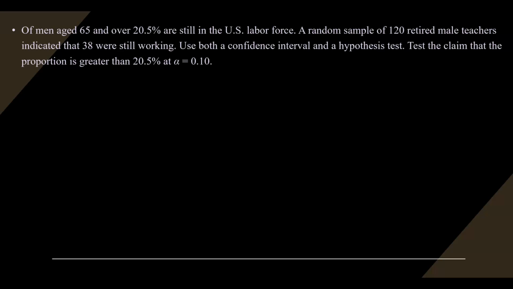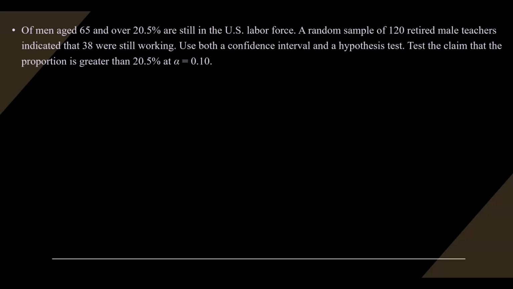All right, let's look at this example that is a little bit different than the previous ones. We have that of the men age 65 and over, 20.5% are still in the U.S. labor force. Now we are looking at a random sample of 120 retired male teachers that indicated that 38 were still working. They're asking us to use both a confidence interval and a hypothesis test, and they ask us to test the claim that the proportion is greater than 20.5% at alpha equals 10%.